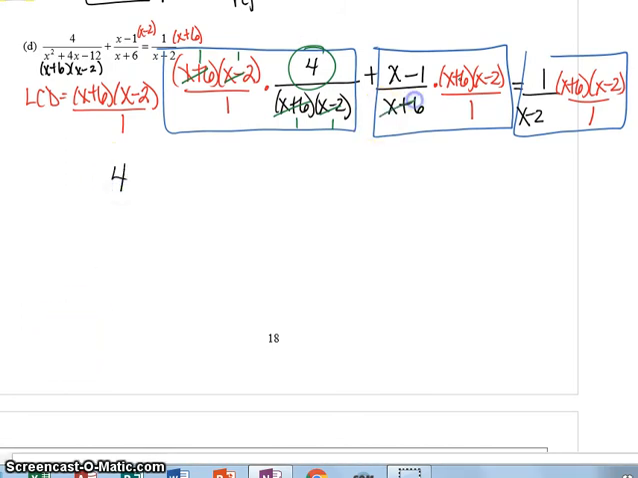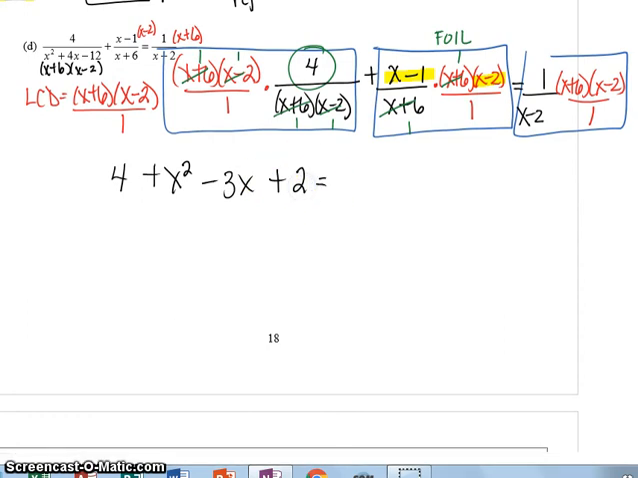The second box, you can get rid of the x plus 6's. Now, you have x minus 1 times that. The only way to do it, guys, is to FOIL. So you got to FOIL that out. So when you FOIL that out, you're going to be left with x squared minus 3x plus 2. Okay? Last box, x minus 2's are gone. So you really just have 1 times x plus 6, and that is x plus 6.